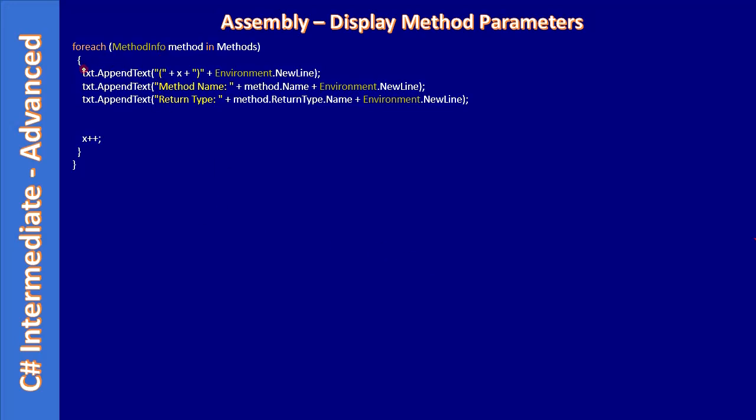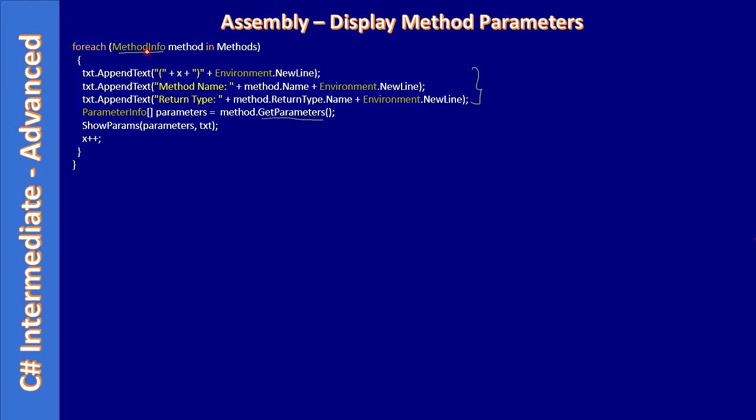Now we will write one more function, and in that function we will retrieve the method parameters, and that will give us the method info array. Then we will write a foreach loop. Then, if you see, GetParameters. So previously we were displaying this, right?